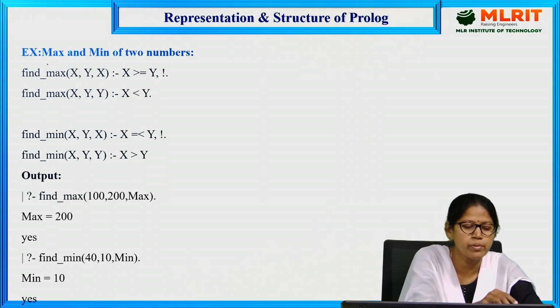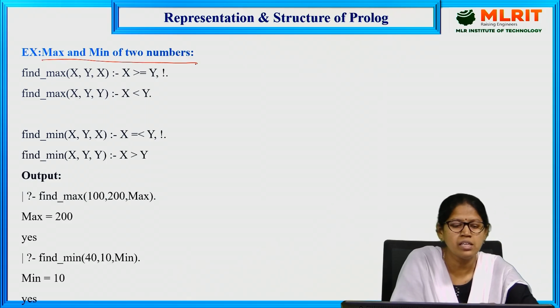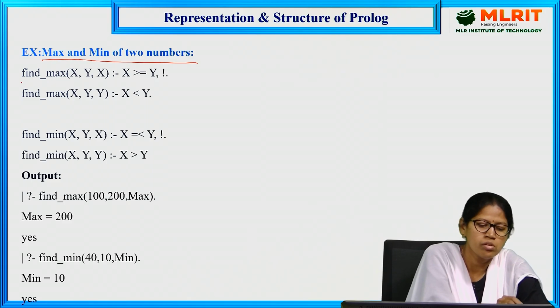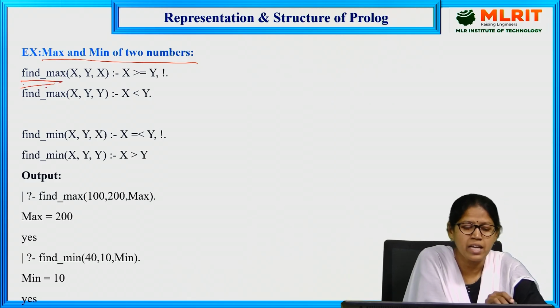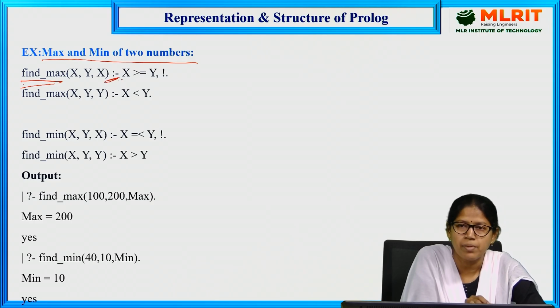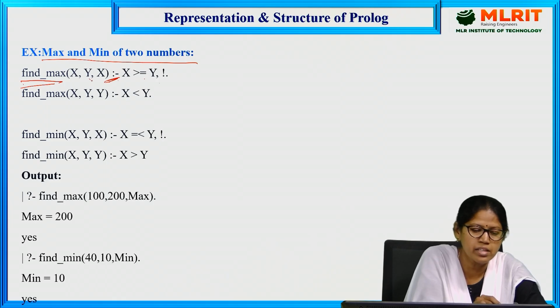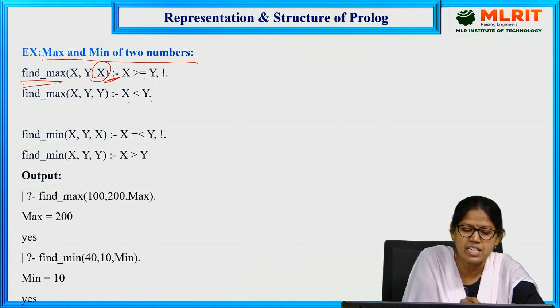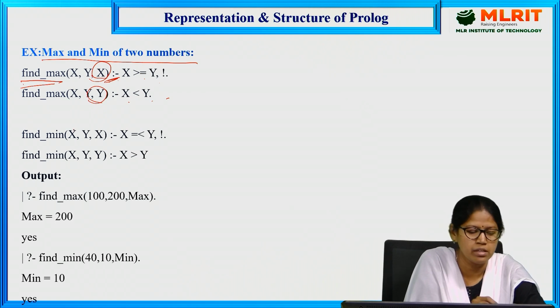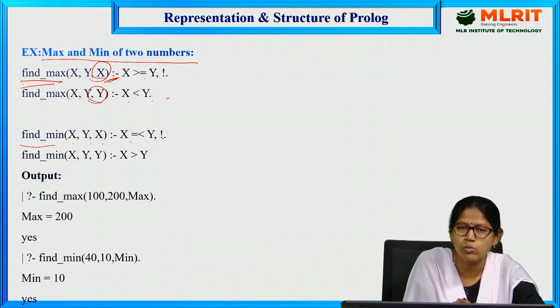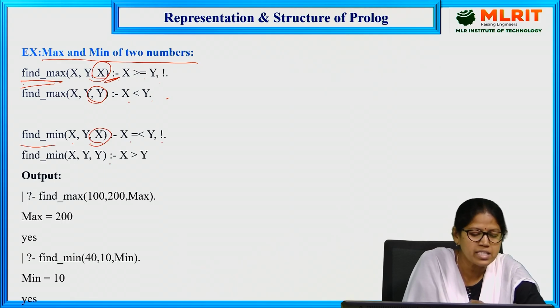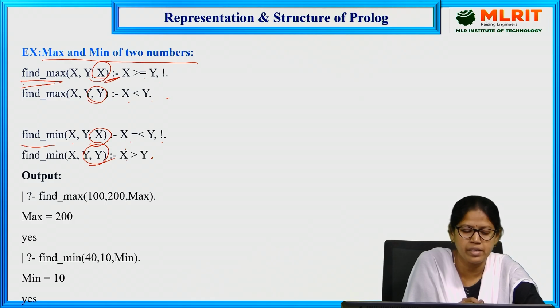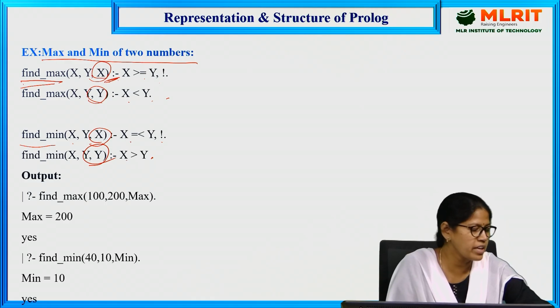Next, let's see one example program. In this example program, we need to find the max and minimum of two numbers. So the property is find max x, comma, y, comma, x. If is the implied-by symbol: x is greater than or equal to y, then x will be printed. If x is less than y, then y will be printed. In a similar way, find min x, comma, y, comma, x. X is less than or equal to y, then x will be printed. X is greater than y, then y will be printed. Let's execute the program.